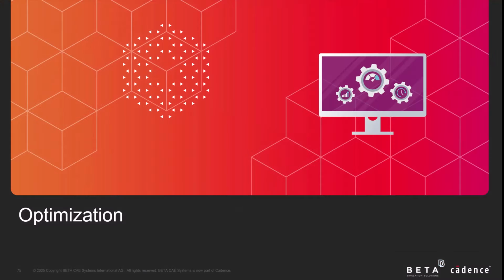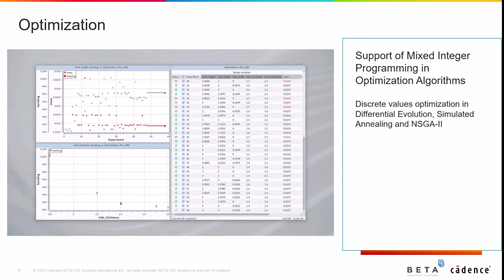New developments are introduced also in the optimization field. Discrete value optimization is now possible thanks to the integration of algorithms that support mixed integer programming. These include simulated annealing, differential evolution, and NSGA2. This development is particularly useful in scenarios where the optimal design can be derived from a predefined set of values, enabling faster and more precise optimization studies.